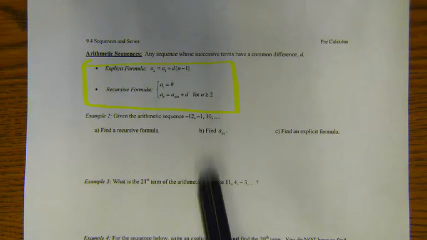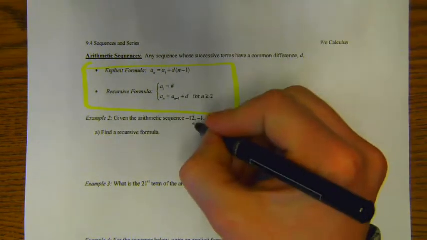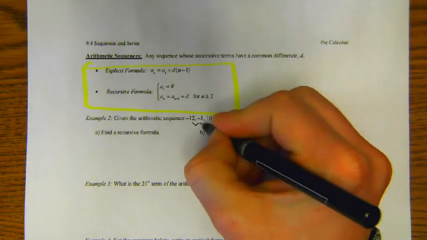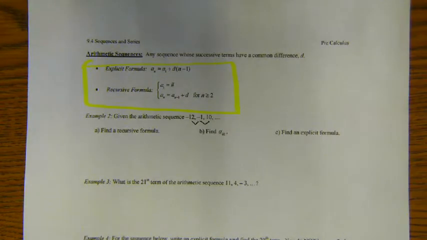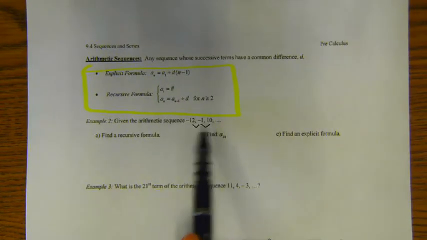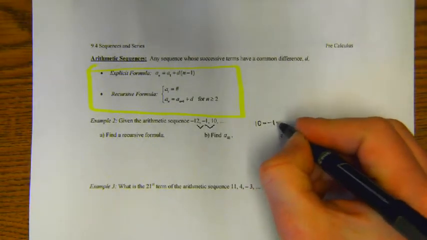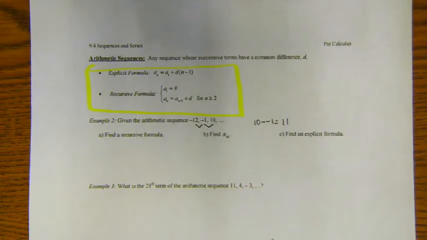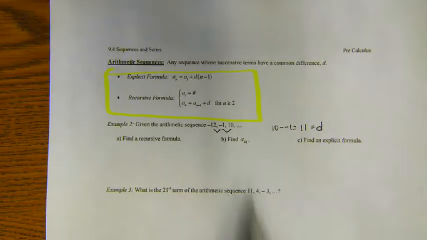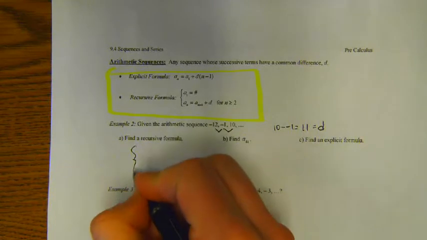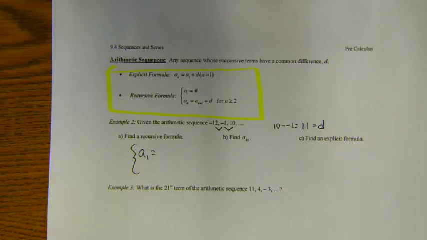What is the constant difference? How do I go from negative 12 to negative 1 and to 10 and so on? So first of all, to find a common difference, you can take any term and subtract its previous term. For instance, I could do 10 minus a negative 1, which is 11. So that tells me what d is. For the recursive formula, we need a sub 1 equals, and we would need the first term of the sequence. The first term of the sequence is negative 12.